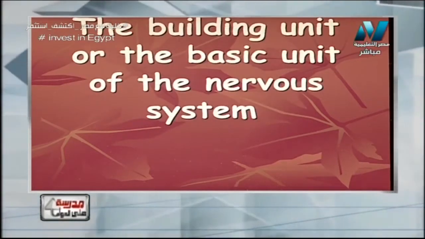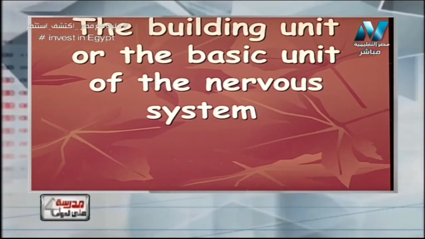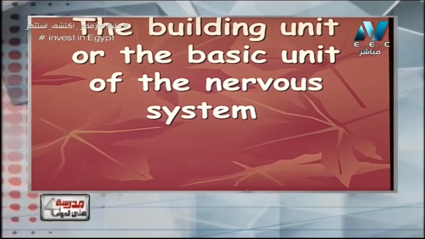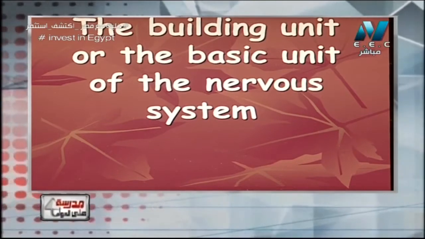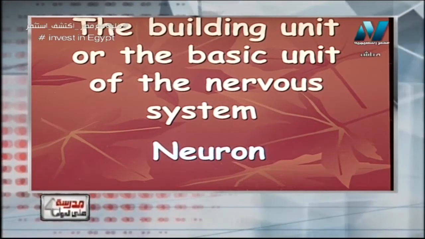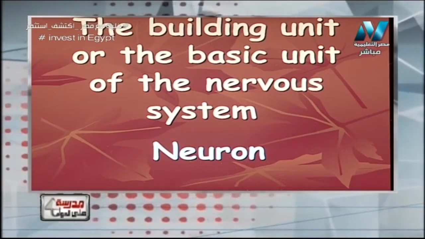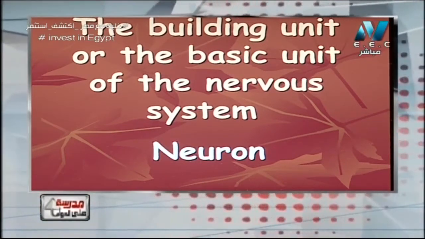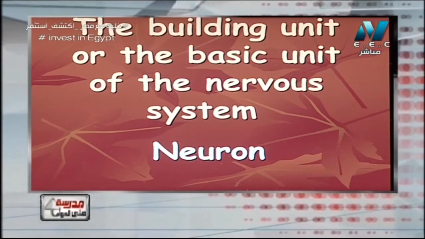Another question. The building unit or the basic unit of the nervous system. Sure, it will be the neuron, and we also call it nerve cell. The building unit or the basic unit of the nervous system, it will be the neuron, also called nerve cell.